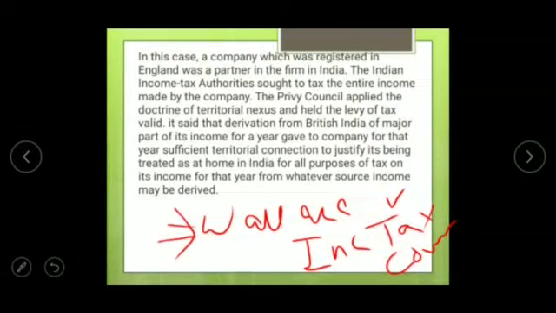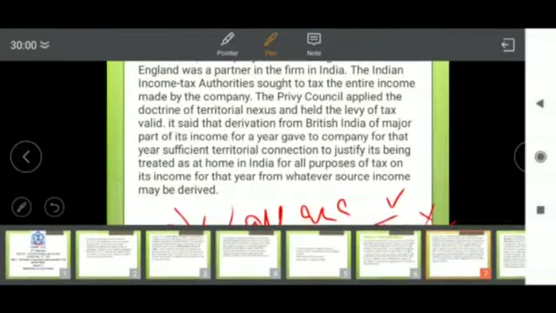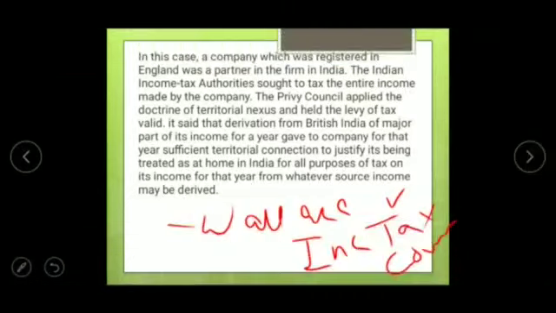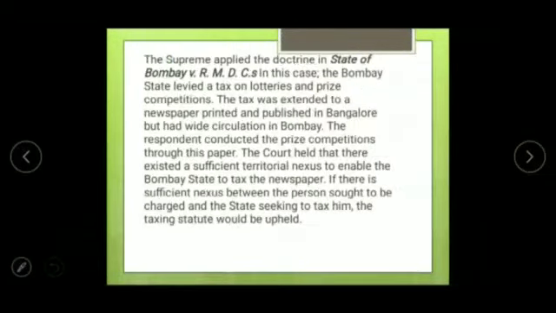Now, moving on to the other case. So this is clear. Territorial theory of this territorial nexus and how was it applied in Palace versus Income Tax Commissioner case.